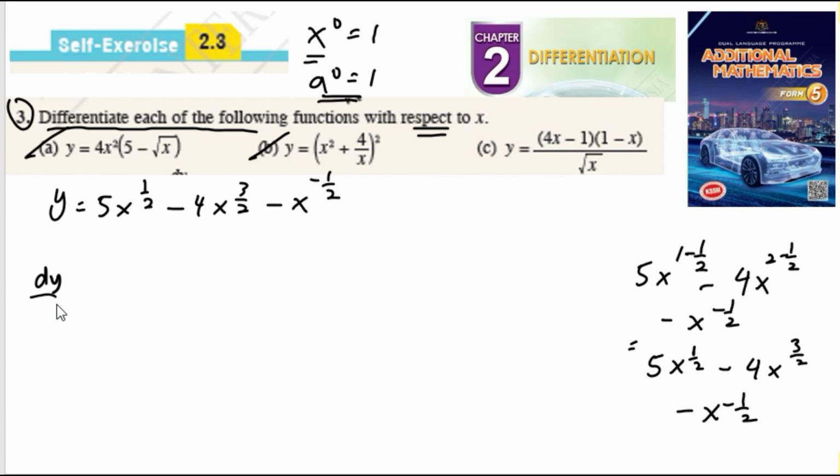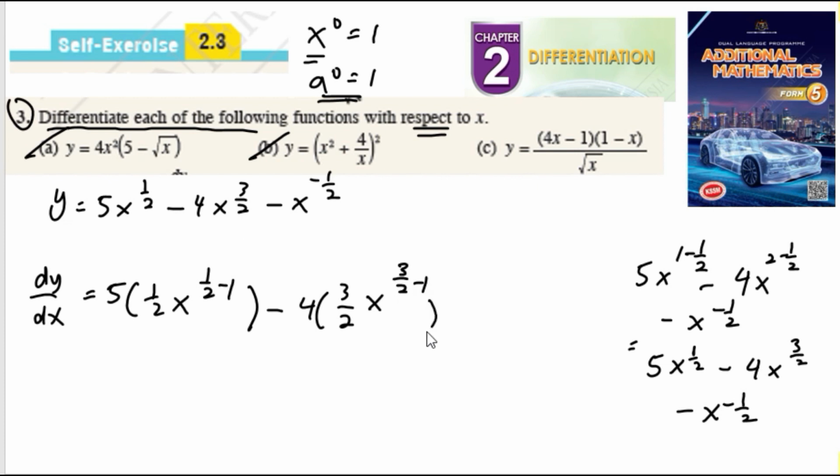So when we do dy over dx, we do it term by term. We do this one first: the power multiplies with the constant in front. So 5 times half, you see here, this one is x, and then we minus the power with 1, so 1 over 2 minus 1. Minus, you can directly multiply 4 times 3 over 2. 12 over 2 is 6, so you can just directly write 6, it's also okay. Then x, and you see the power is 3 over 2, so we have to minus the power with 1. So 3 over 2 minus 1.